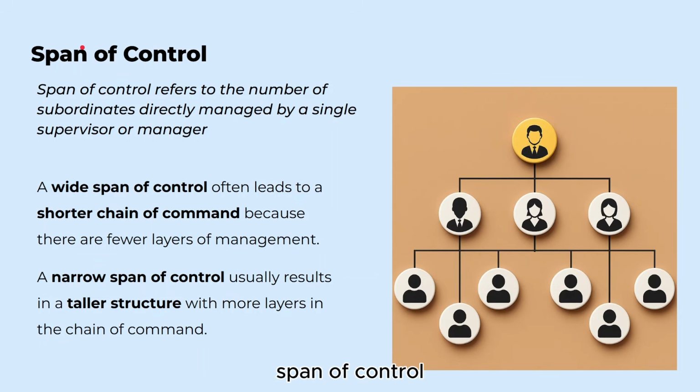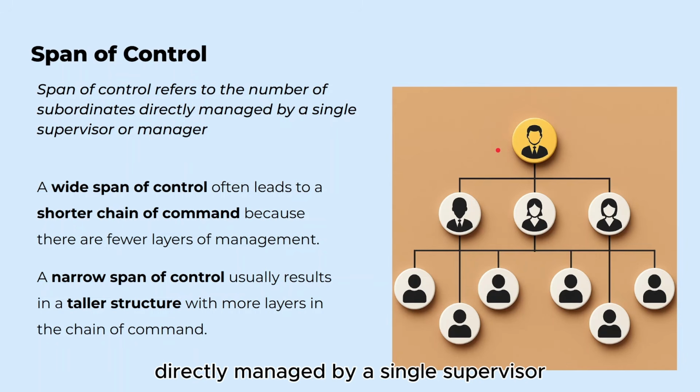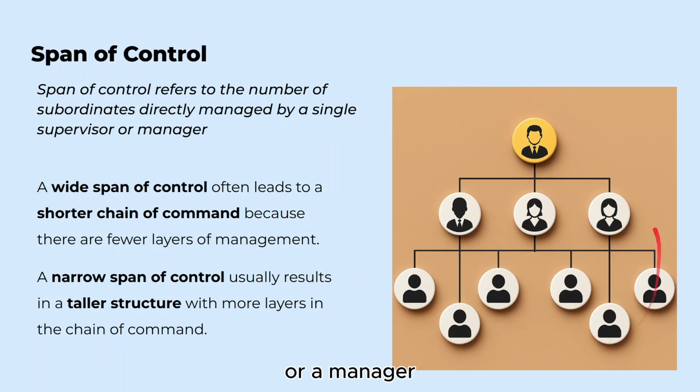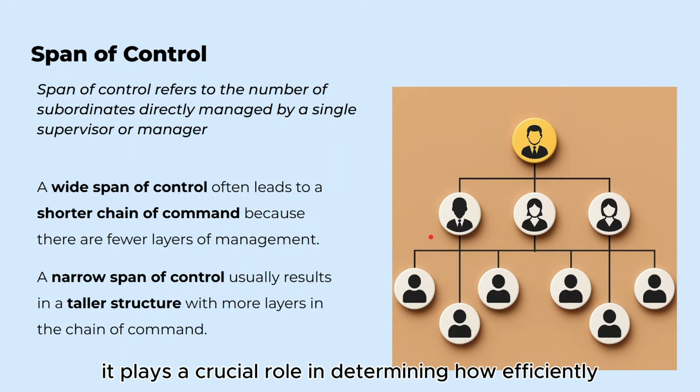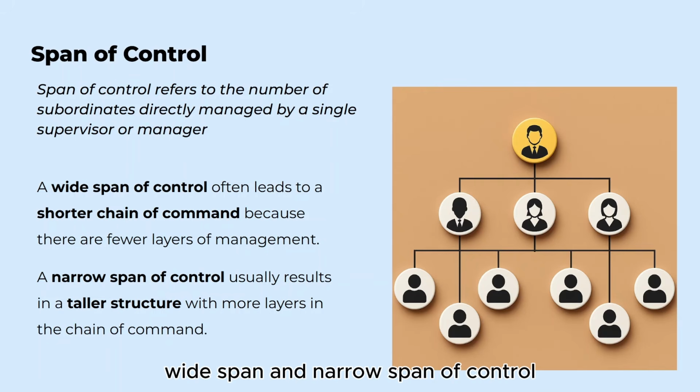Span of control. Span of control refers to the number of employees directly managed by a single supervisor or manager. It plays a crucial role in determining how efficiently a business operates. There are two main types, wide span and narrow span of control.